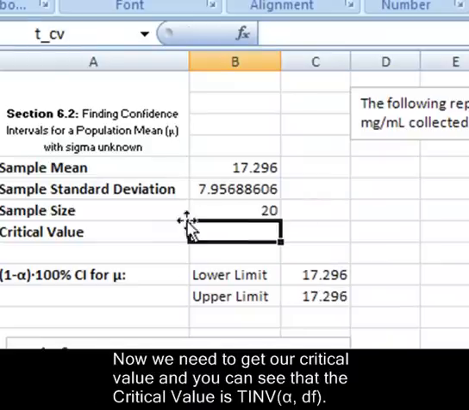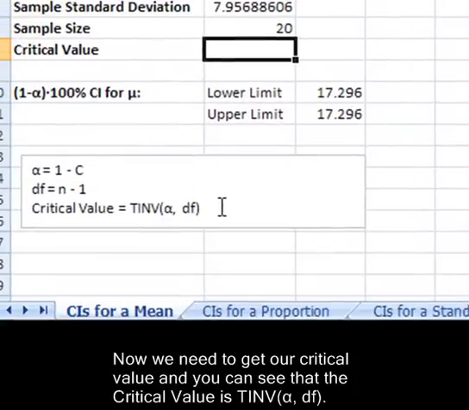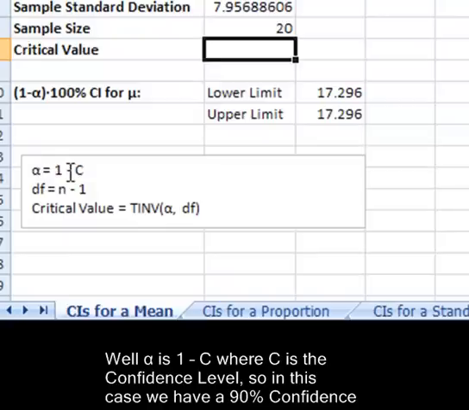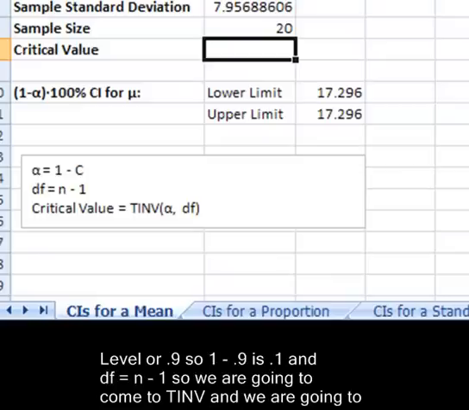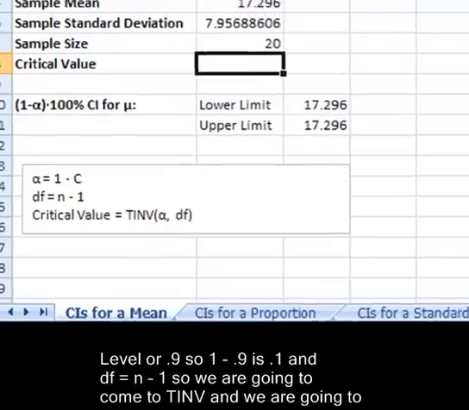Now we need to get our critical value. And you can see that the critical value is T inverse alpha, df. Well, alpha is 1 minus C. C is the confidence level. So in this case, we have a 90% confidence interval, or 0.9. 1 minus 0.9 is 0.1. And df is equal to n minus 1.